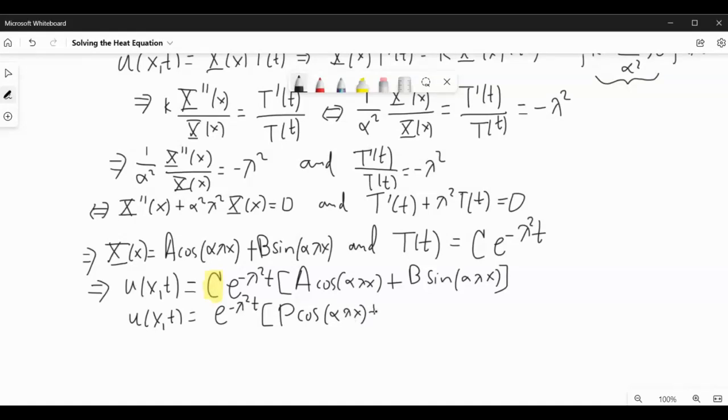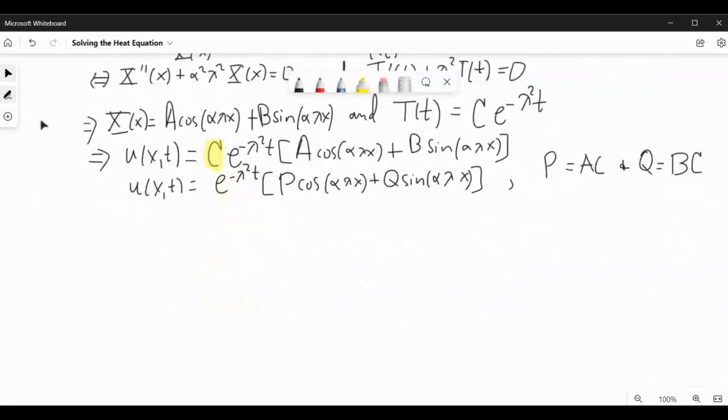times x plus q times sine of alpha times lambda times x, where I know that p is equal to ac and q is equal to bc. All right. And so now we are ready to apply the different conditions that are given in the problem.